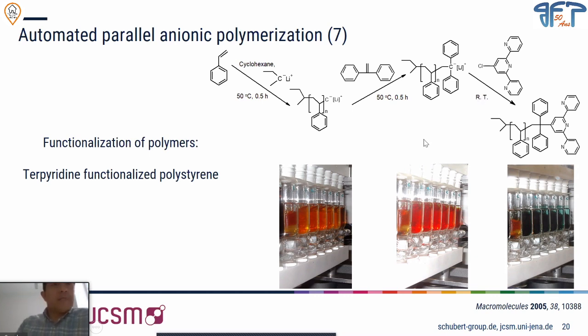This was a very nice example, for instance, because you can easily see the changes in color in the reactions. The living polystyrene is typically orange, yellow, depends on the concentrations. Once you add the diphenylethylene it becomes red, very like blood basically. And once you add the terpene, it becomes blue, immediately it changes. And it's a good indication that your reaction is working and you have the good conditions inside the reactor.